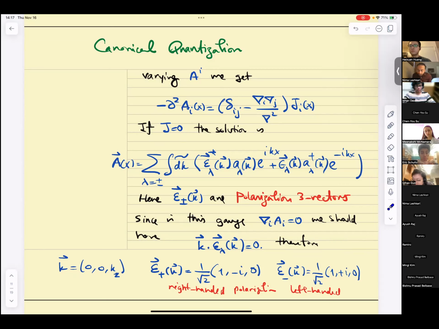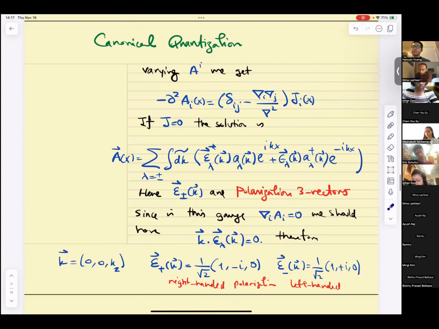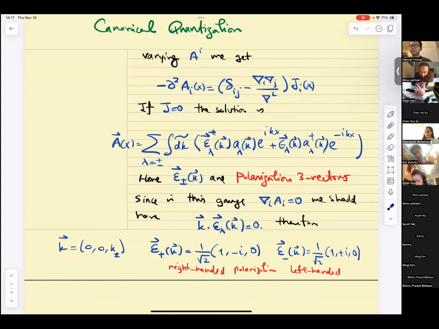Okay, so let's pick a simple setup where j is 0. So we're dealing with del minus del squared of A_i is 0. The solution to that, keeping in mind that we want del_i A_i to be equal to 0, could be expanded in the following way. It's the sum over lambda plus and minus. These are the 2 different independent degrees of freedom. These are the polarizations of the photon, right? I'll explain in a second.